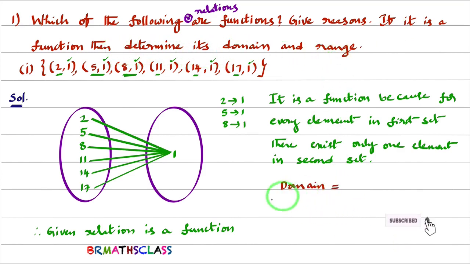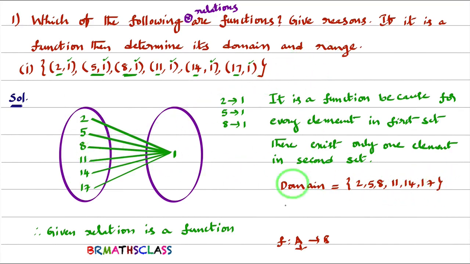What is the definition of domain of a function? If f from A to B is a function, look here, if f from A to B is a function, then this set A is called domain of the function. Here, as it is a function, then this first set is called domain of this function. What is domain of this function? 2, 5, 8, 11, 14, 17. This is domain of this function.